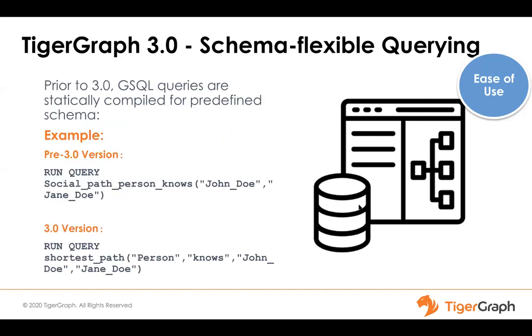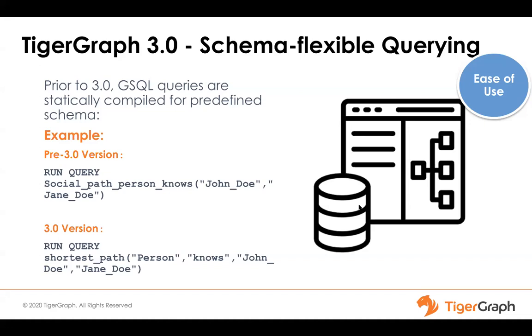So what that means is, like previously, I'm walking through an example here that uses the shortest path algorithm. Before 3.0, if you wanted to find if two people are connected, you would have had to write, say, social path person knows, that's the name of the algorithm. If someone is writing between John Doe and Jane Doe, they would have to supply the actual names because it's a statically compiled query for a predefined schema. In 3.0, we don't really have to create such a query. We can leverage the shortest path algorithm by supplying the name of the person and the relationship knows at runtime itself. What that means is you can repurpose the shortest path algorithm for any use case.